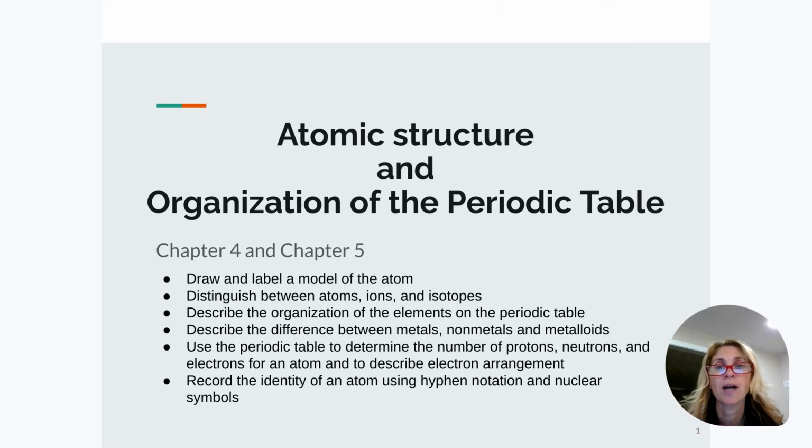Okay, in this new chapter on atomic structure and the periodic table, you will learn how to draw and label a model of an atom, as well as interpret models of atoms, distinguish between atoms, ions, and isotopes, describe the organization and the arrangement of the elements on the periodic table, look at the categorization of elements as metals, nonmetals, and metalloids, and describe and differentiate between them based on their properties and locations on the periodic table, and use the periodic table to help distinguish between atoms by determining the numbers of protons, neutrons, electrons, and describe a bit about the arrangement of the electrons.